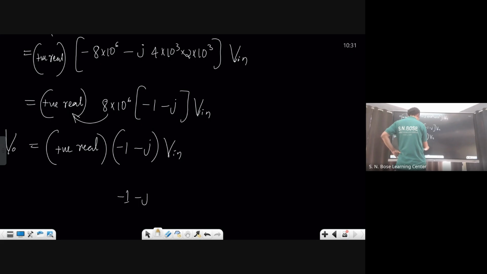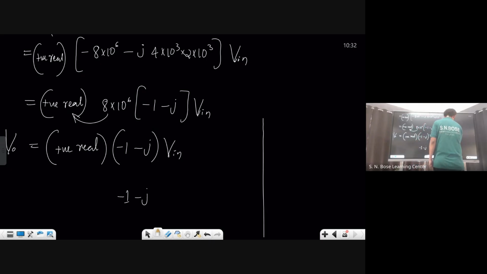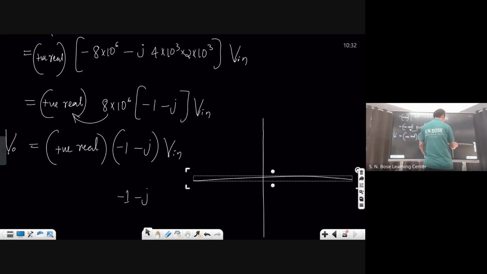Minus 1 minus j. Third quadrant, I think 5 pi by 4. Now look here. Whenever I'm handling this one, I don't use much trigonometry. I'll use my logic here. You got it? In my mind.